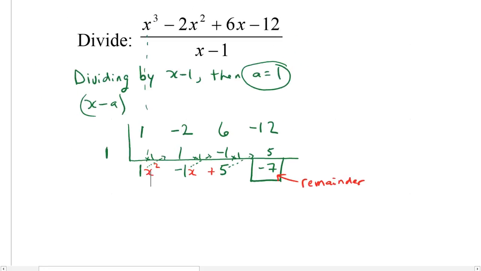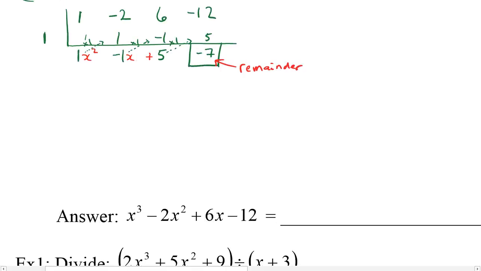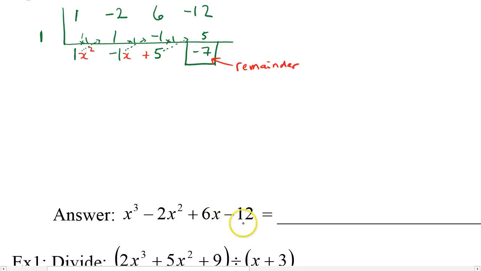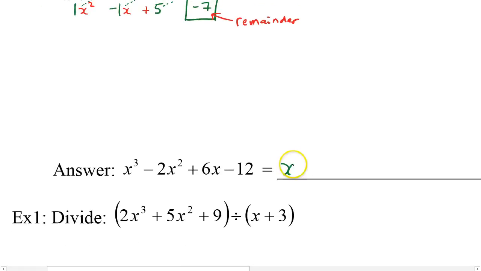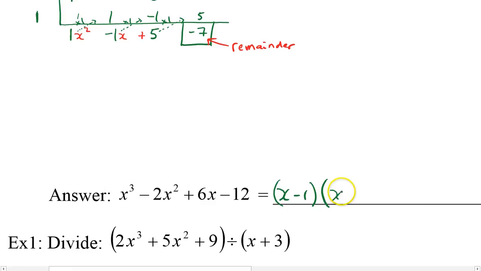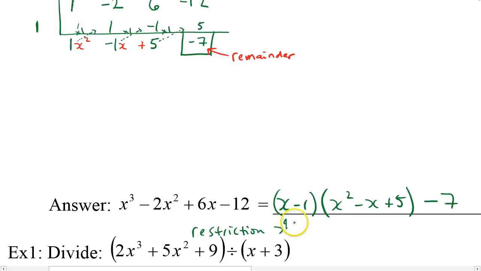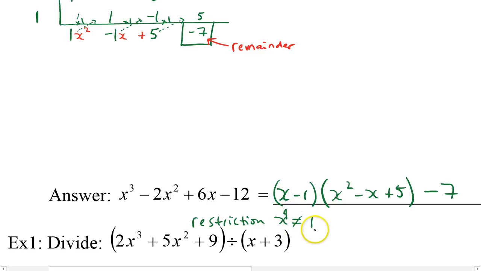So if I'm going to write out my answer, when I write this answer here, I was dividing by x minus 1, so it's going to be x minus 1 times, well, what was my quotient? x squared minus x plus 5. And then my remainder minus 7. Okay, and my restriction, doesn't have it in here, but my restriction is that x cannot be equal to 1.